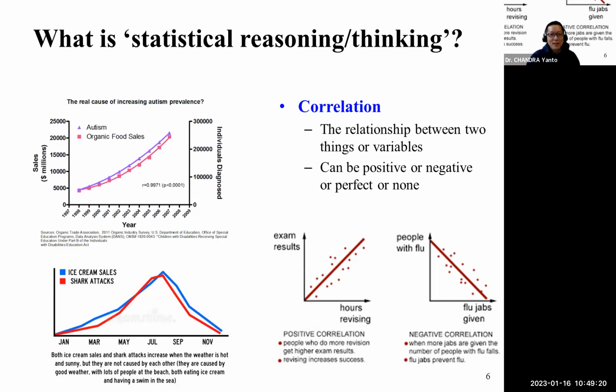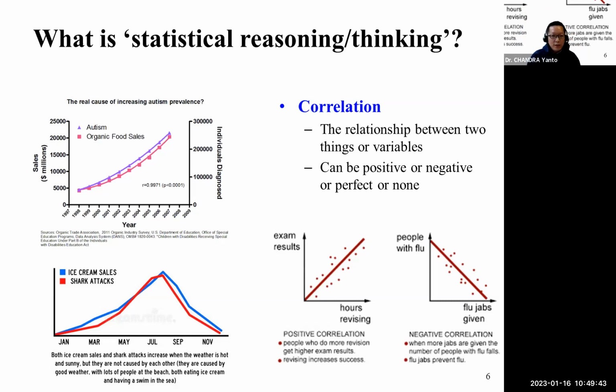For example, you see the number of sales of organic food. People like organic food, right? People think organic food is healthy. But you also see an increasing number of people who are born or who grew up with autism. It is a psychological condition, right? And you see, why are they running together?